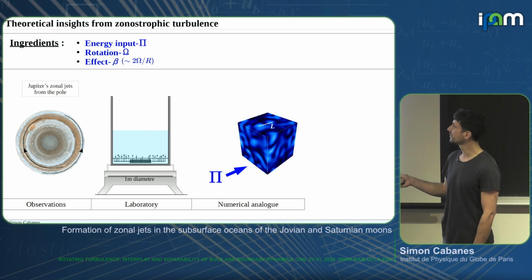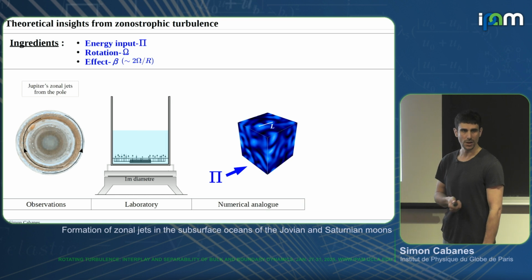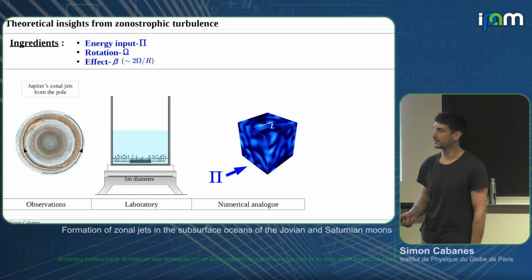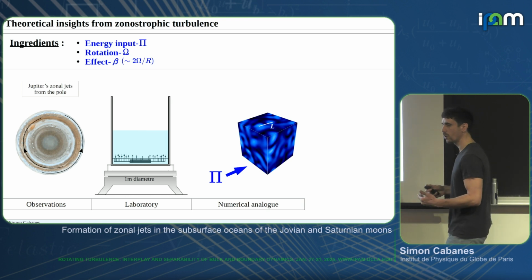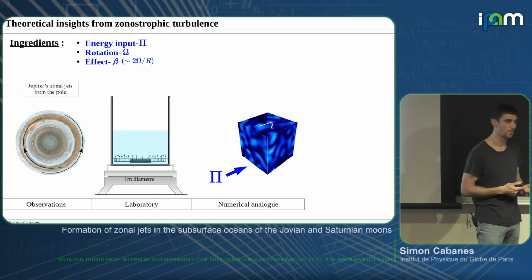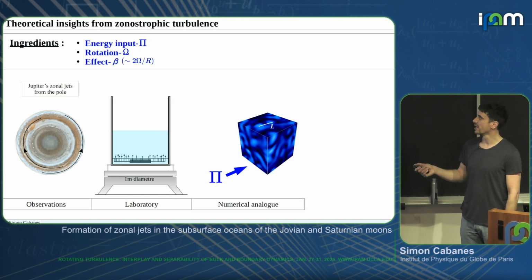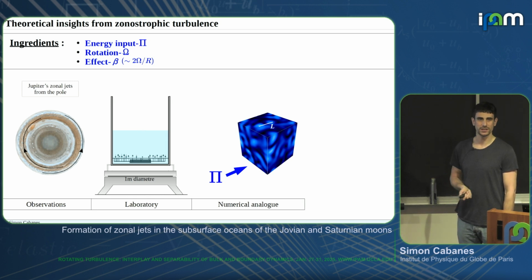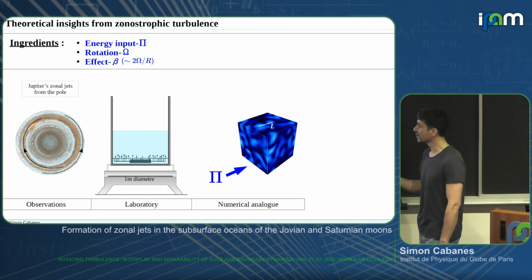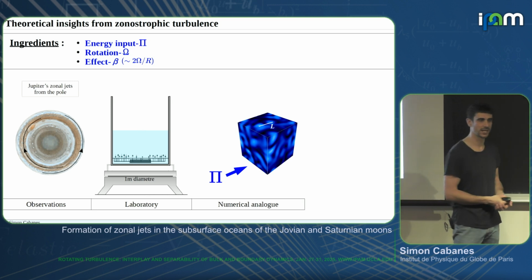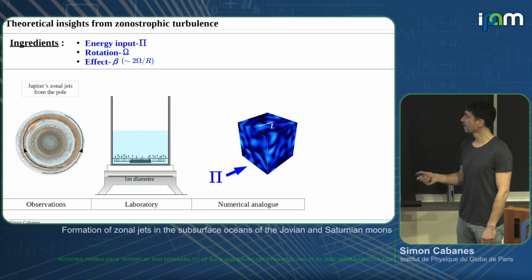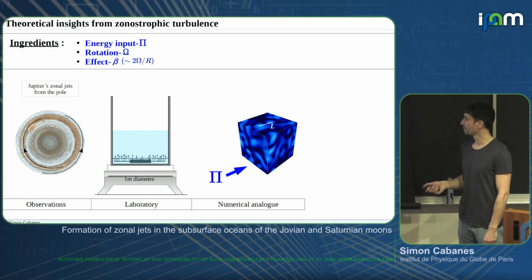So the first one is just an energy input. Of course, you first have to drive the flow to turbulence, and I call it pi. It's just the power of turbulence you are injecting in the flow. I call it pi because it can be baroclinic instabilities, it can be mechanical forcing, it can be thermal convection. I just want to have a power of turbulence injected in the flow. That's why I call it energetic input.